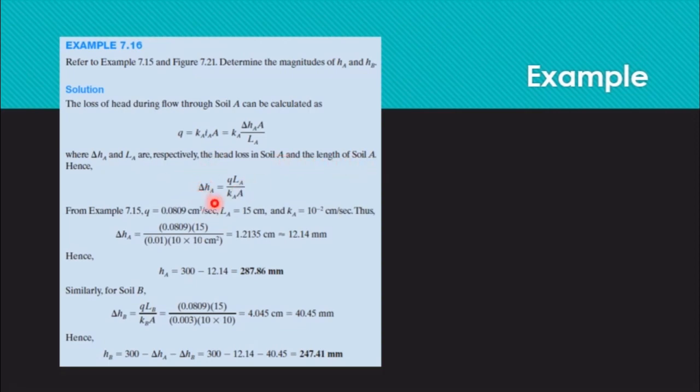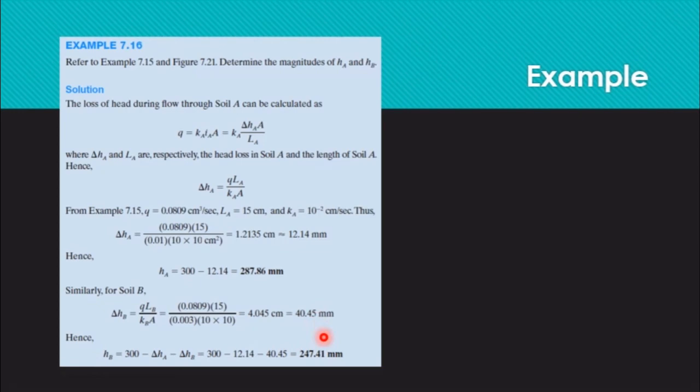And then, for example 7.15, Q is equivalent to yan. So, nakuha na natin yung value ng Q, di ba? Or ng discharge. So, pwede natin siyang i-apply dito. And then, alam naman na natin si K, alam na natin si A. And then, we can get the delta H. Similarly, for soil B, ganun din. So, the discharge is the same. Di ba sabi ko naman sa inyo, pag vertical is constant ang discharge. So, yan. Same lang yung discharge na ginamit. Pero, yung length ng soil B ay 15. And then, yung hydraulic conductivity niya is 0.003. And then, yung A ay 10 by 10.